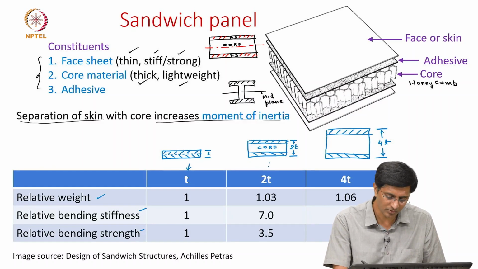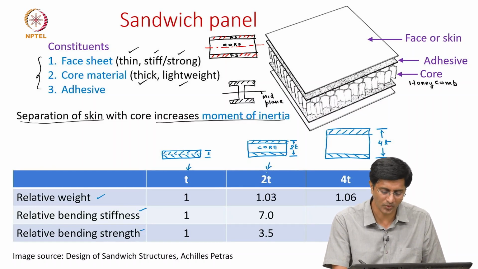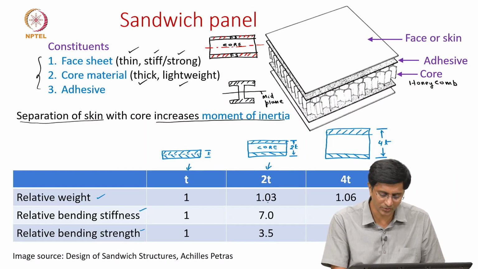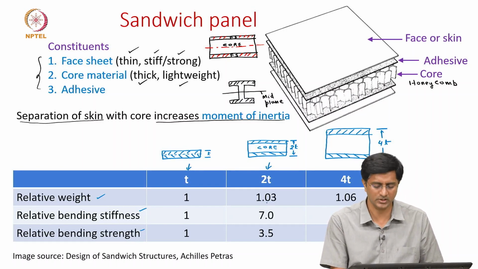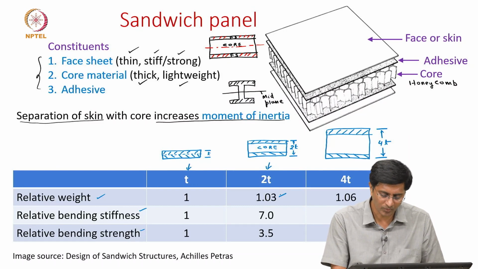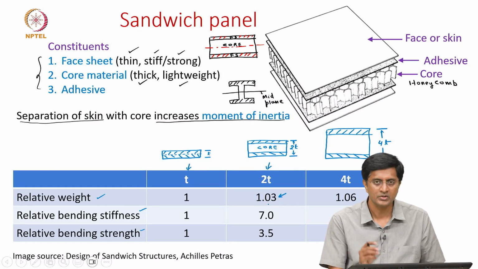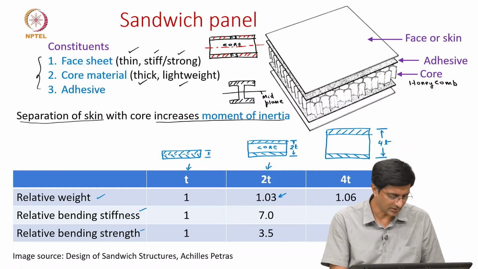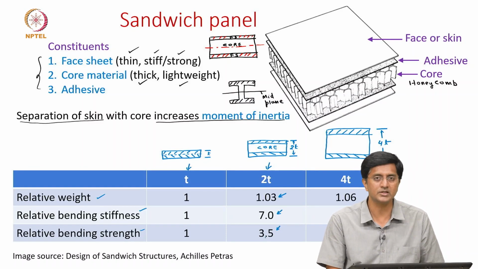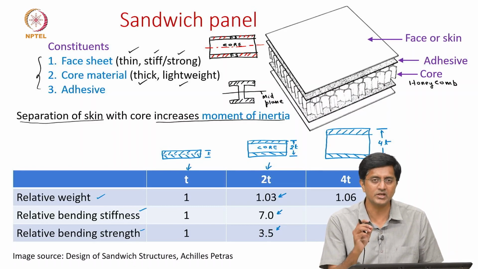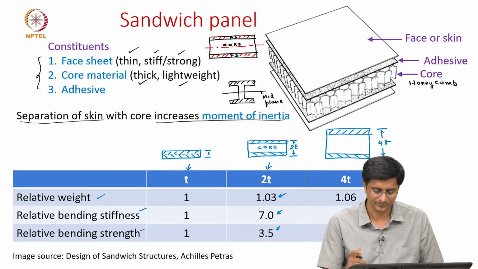But once we move to the second case with twice the thickness, we see the relative weight has a 3% increase. It went to 1.03. So just with a 3% increase, let's see what happens to the bending stiffness and the bending strength. We see there is a 7 times increase in the bending stiffness and a 3.5 times increase in the bending strength, just with a 3% increase.